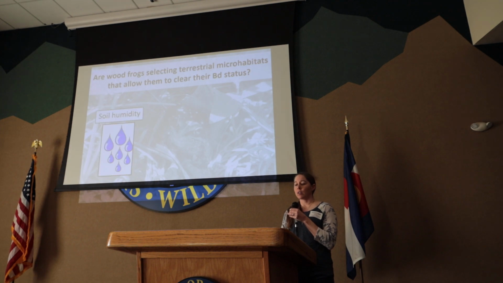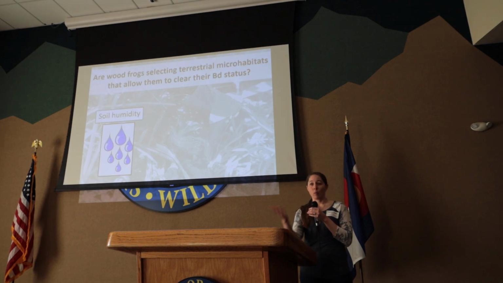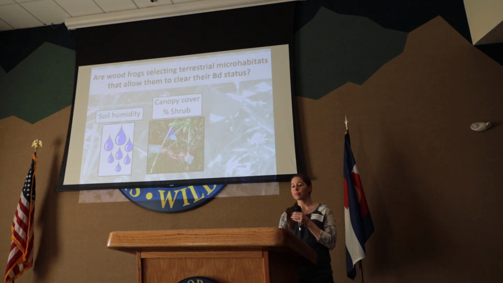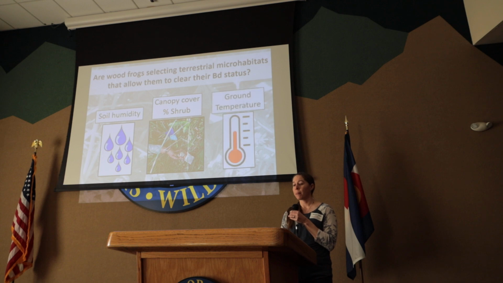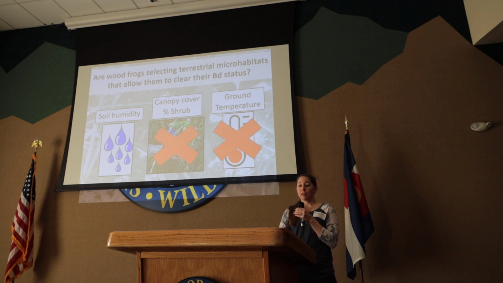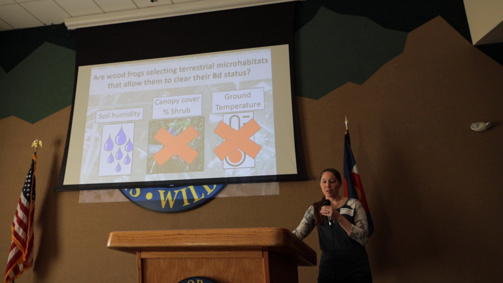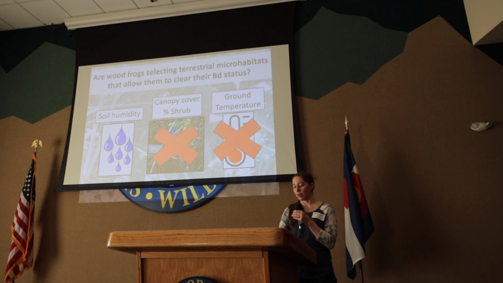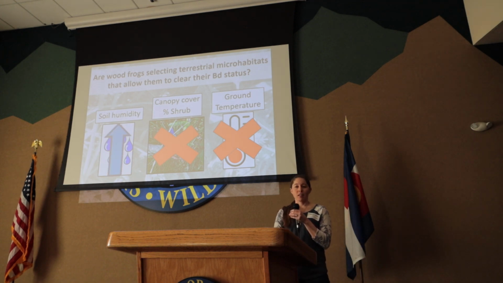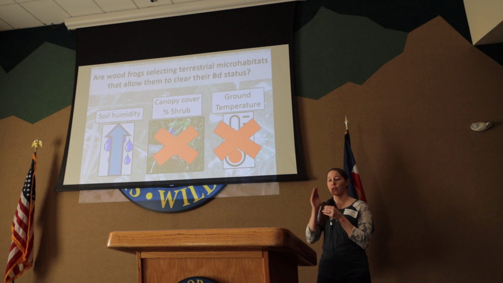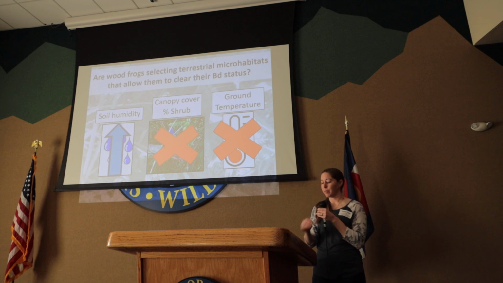To answer this, we looked at soil humidity to get an idea of how wet that habitat was. We estimated canopy cover and percent shrub to get an idea of how open that patch was. And lastly, we measured ground temperature to get an idea of how warm that microhabitat patch was. And what we found was that no, they did not exhibit similar behaviors to boreal toads, and they actually did the opposite, and they selected for higher soil humidity when they were BD positive.